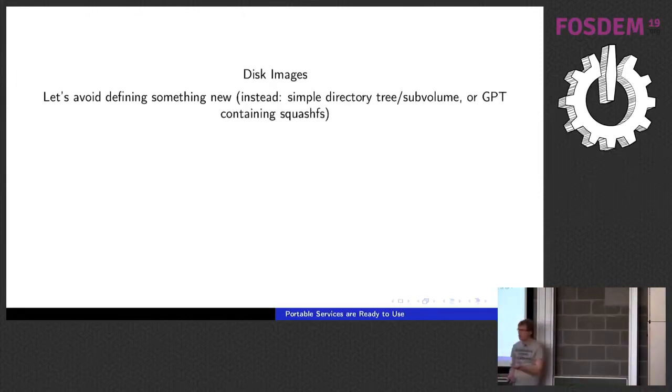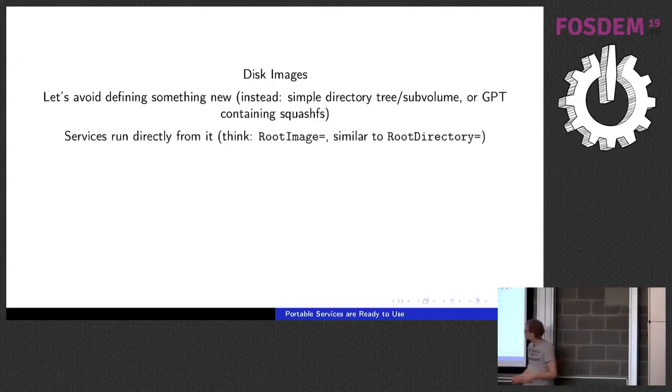The key here really is let's avoid something new. I don't want to be in the business of defining image file formats. So let's just take simple directory trees, or better subvolumes, or maybe a GPT containing Squashfs. But actually we don't really care if it's Squashfs, and we don't really care if it's GPT either. I just think it's a nice thing to do.